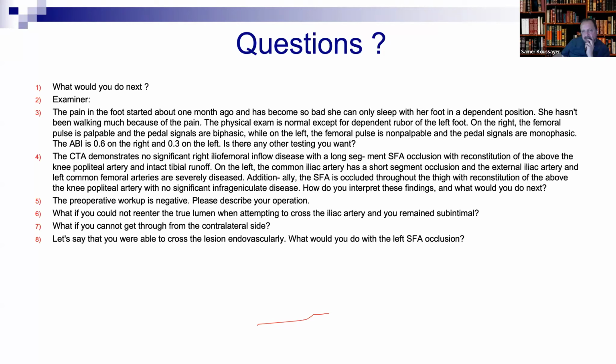Okay. What about the SFA occlusion? Are you going to open it, or what's the plan? We'll go fem-pop bypass. Mustafa, we just said we don't need the SFA bypass. Why do we need this SFA? We said it's rest pain, right? Yes. So we should leave it alone. Why do we need to do a fem-pop? We'll leave it.